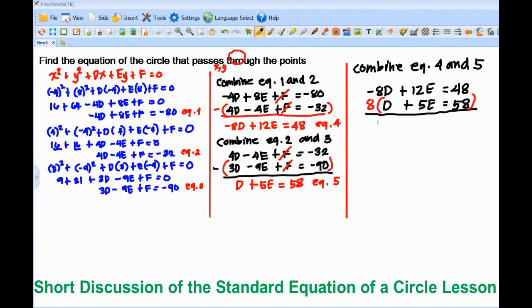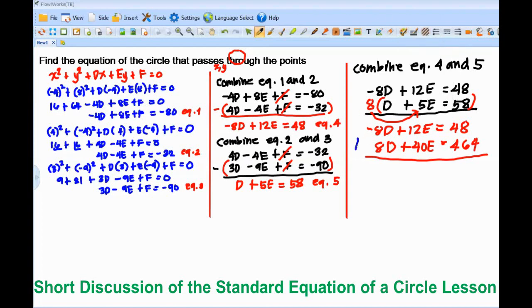So let us rewrite our equations. Let's write the top equation: negative 8d plus 12e equals 48. And then we multiply by 8: 8 times d is 8d, 8 times 5e will give you 40e, and then 8 times 58 is 464. Alright? Now, we can eliminate the d by adding.